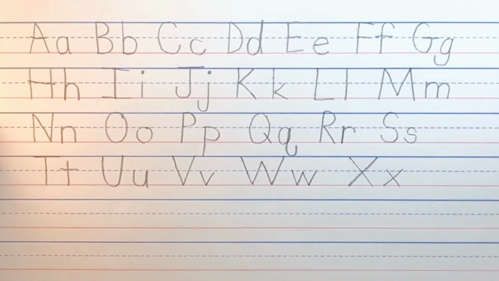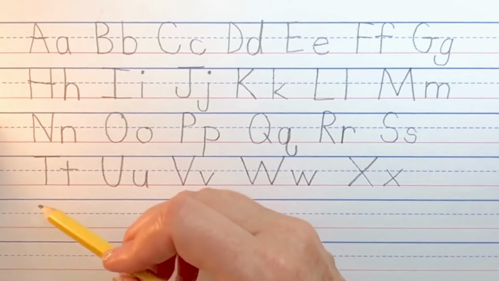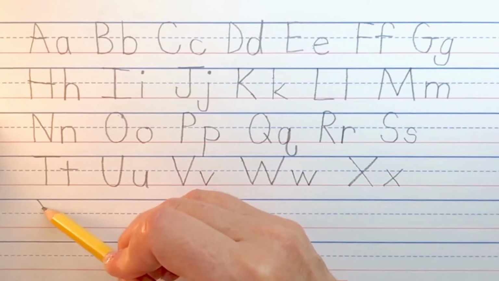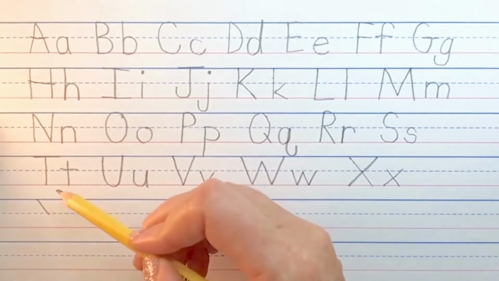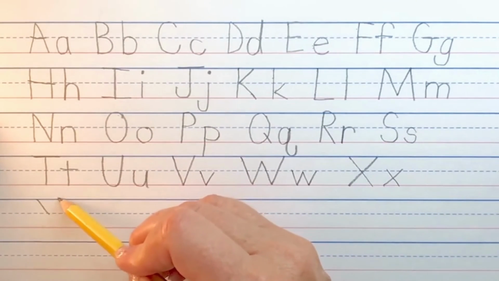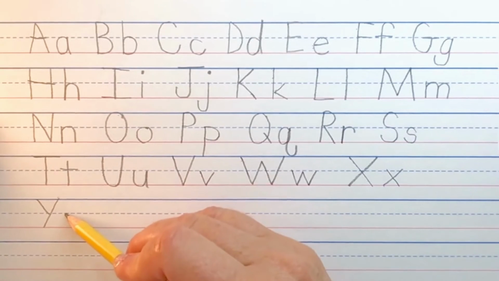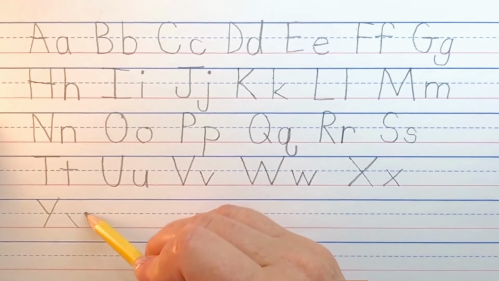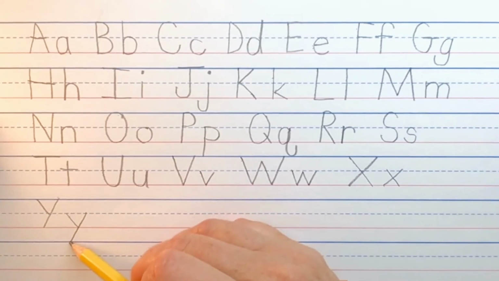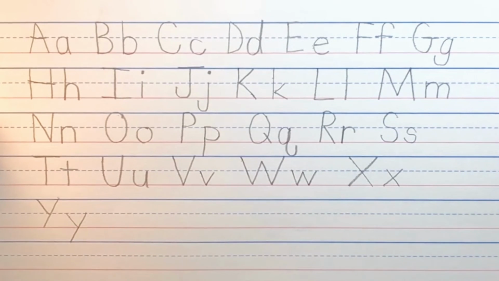Let's go down for y. Letter y, start at the top, little line to the middle, jump up, little big line to the bottom. Lowercase is the same, just smaller. Start in the middle, pull down, jump up, pull down. It goes below that bottom line.